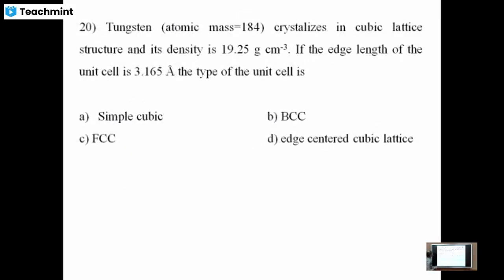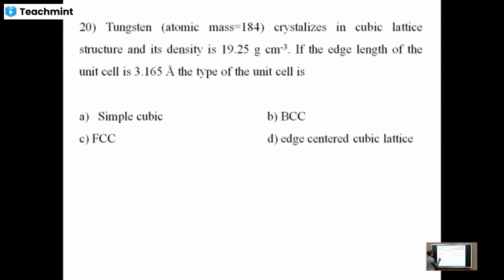Next question. Tungsten crystallizes in a cubic lattice structure and its density is 19.25 gram per centimeter cube. If the edge length of the unit cell is 3.165 angstrom, the type of the unit cell is. The options are simple cube, BCC, FCC, edge-centered cubic lattice.